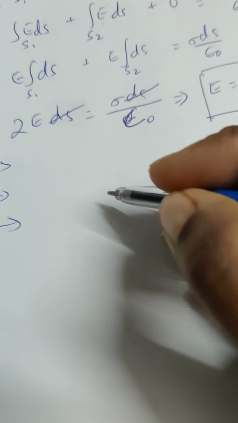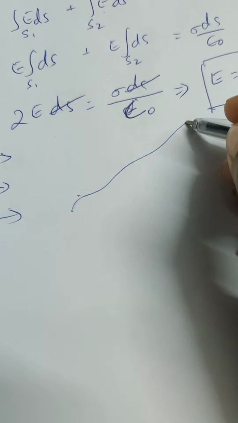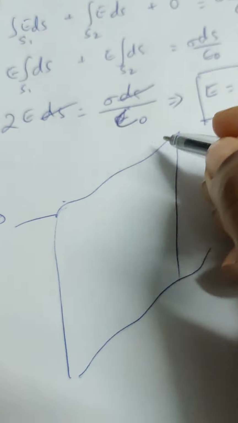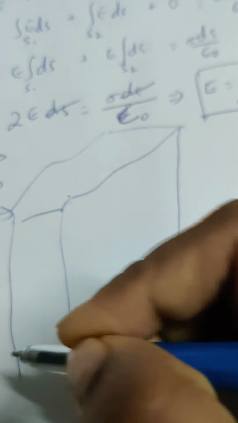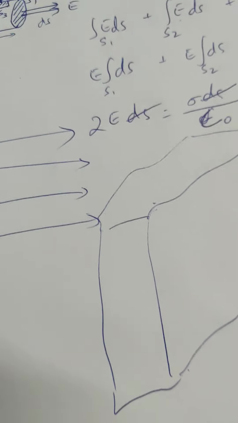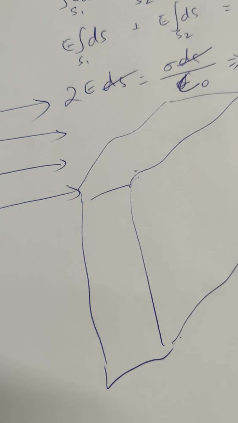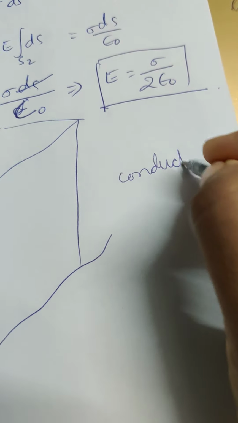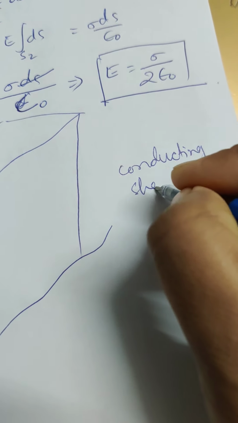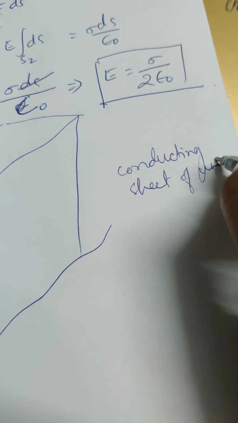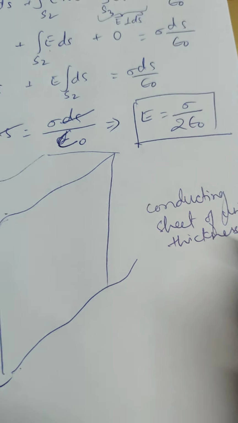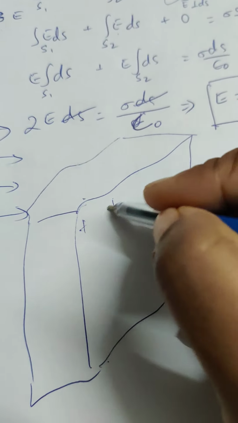Now, if you have an infinite plane sheet of uniform thickness, this was a very thin sheet. But if your sheet has some thickness, here is your conducting sheet of uniform thickness. So if there is uniform thickness, what will happen? Charge will reside on the surface.